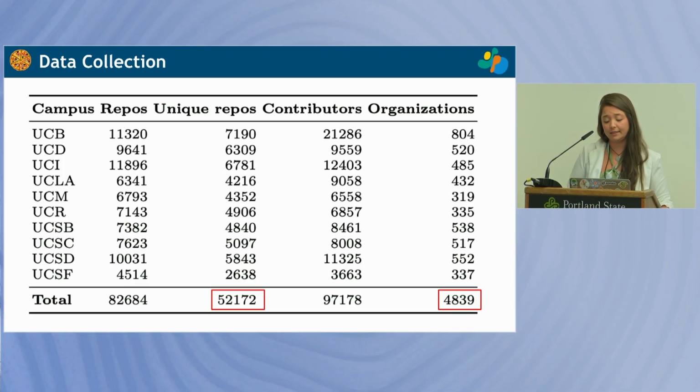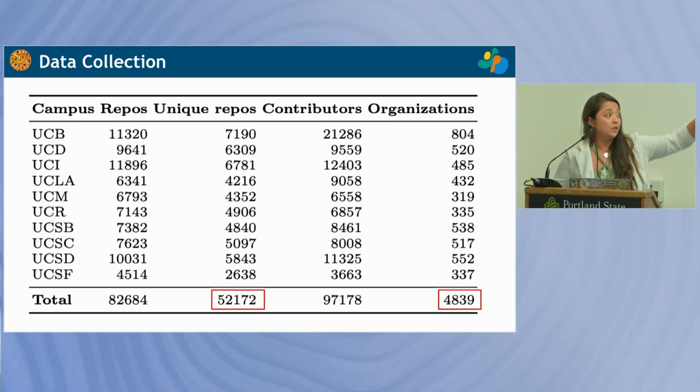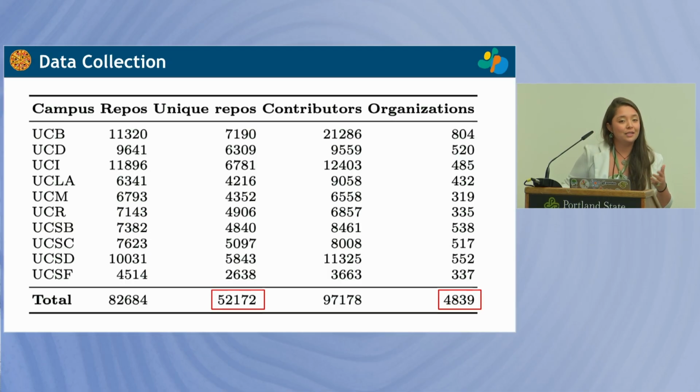Something interesting is that from these 52,000 repositories, I only found around 4,800 organizations, which means one of two things. The first one is a lot of concentration, where a lot of projects are developed by the same organization. Or a lot of projects are actually mainly developed by users in GitHub and they don't use organizations in GitHub.